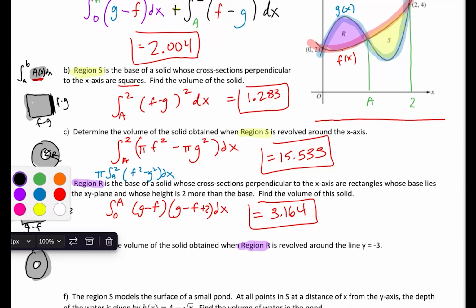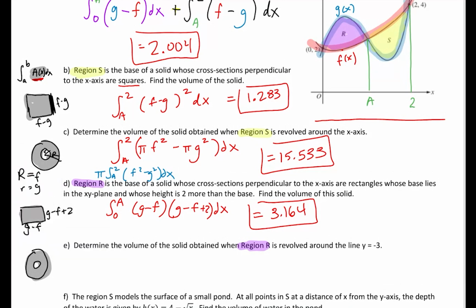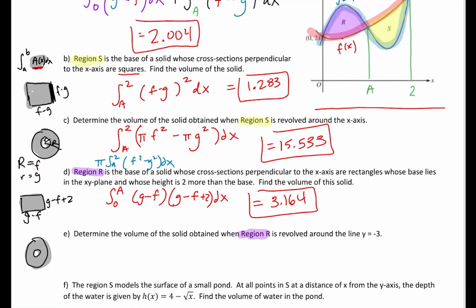Find the area of like this outer circle. So the big radius is going to be in terms of G, but it's going to be a little bit more than G because the line that we're revolving around is below the x-axis. So big R and little r, okay, big R is going to be G plus 3, little r will be F plus 3.